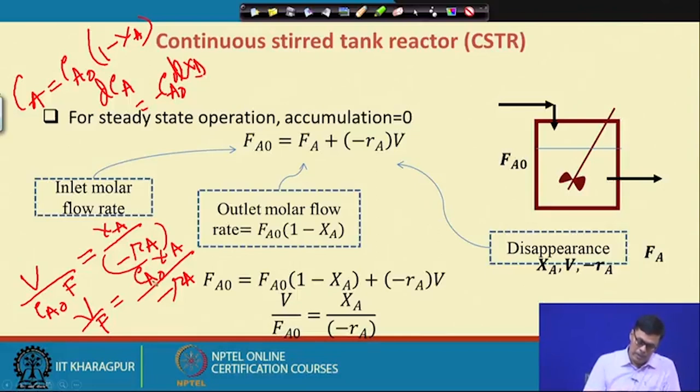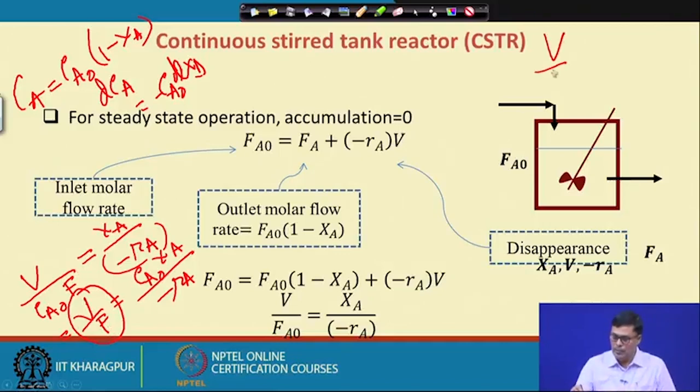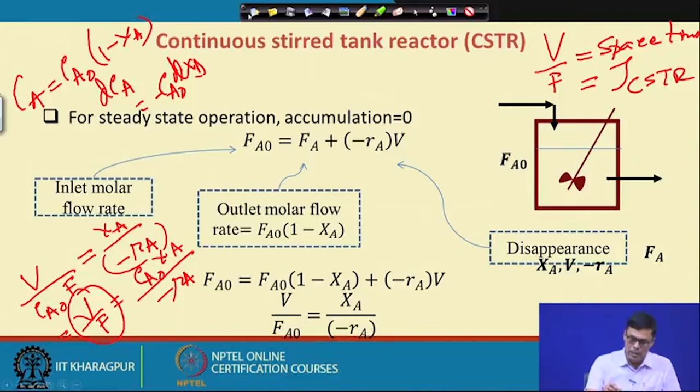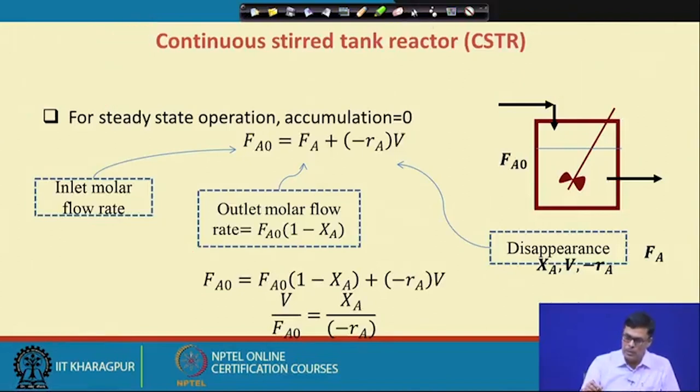Now, here you see this is the XA that we have and this minus RA that you get here. What is this value? This is nothing but what you call space time. What is the unit? This is volume per unit time. So, this is called V by F. V by F we call space time for the CSTR. Now, how do we express it? tau CSTR. This is exactly what we have done in the subsequent slide.